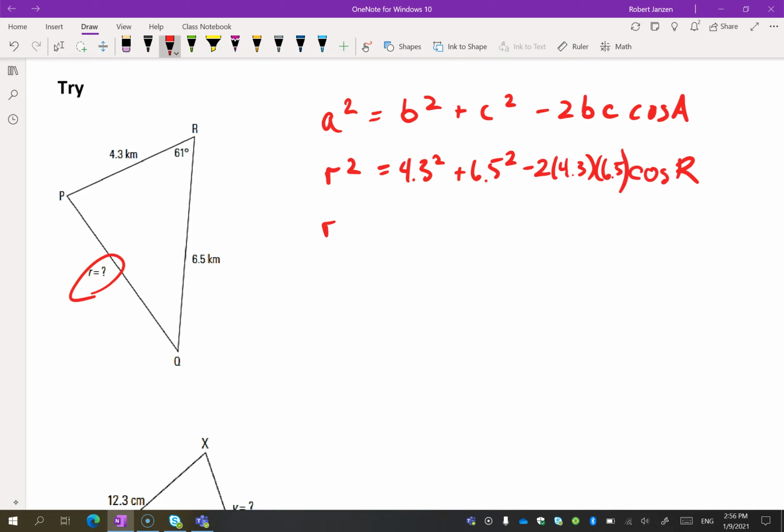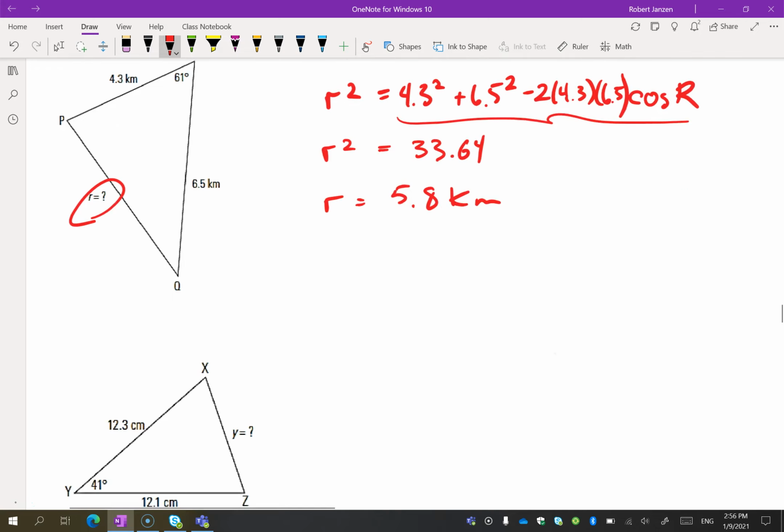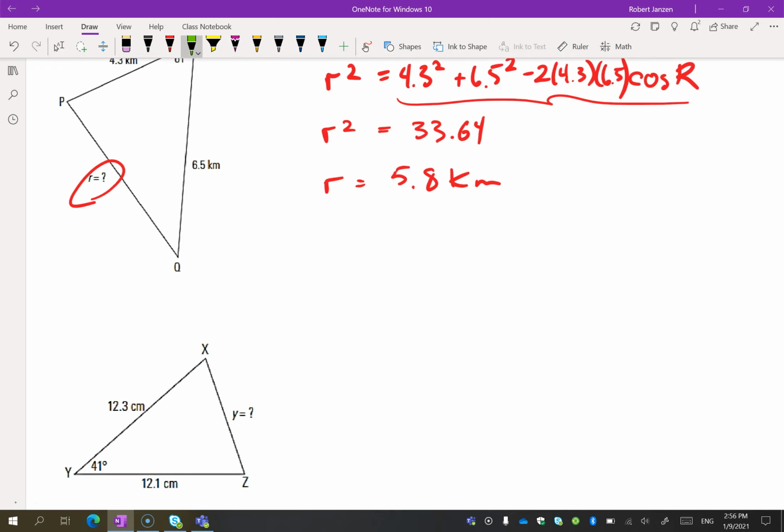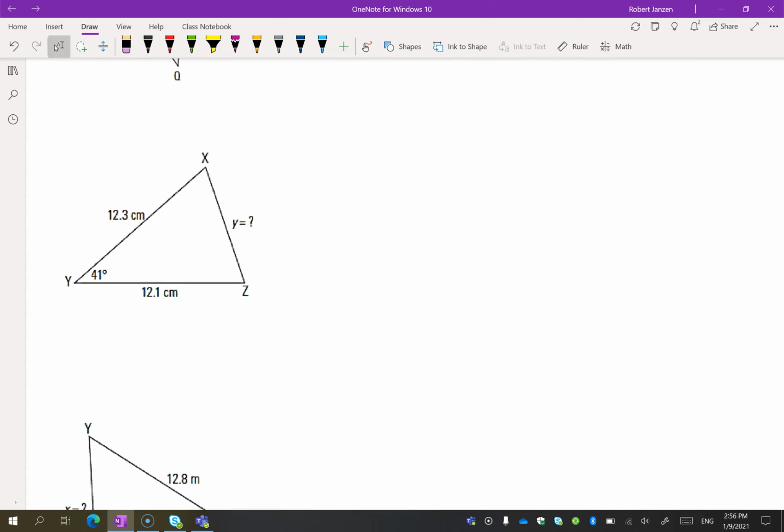Again, pause the video, see if you can get this whole thing in your calculator. You need to be able to do that. Then if I take the square root of that, R is going to be 5.8 kilometers. Go ahead and try this one.